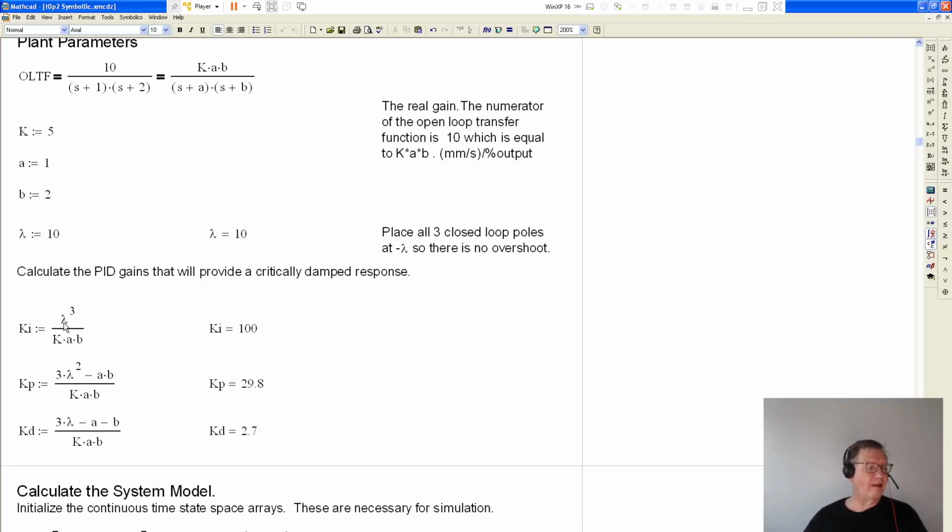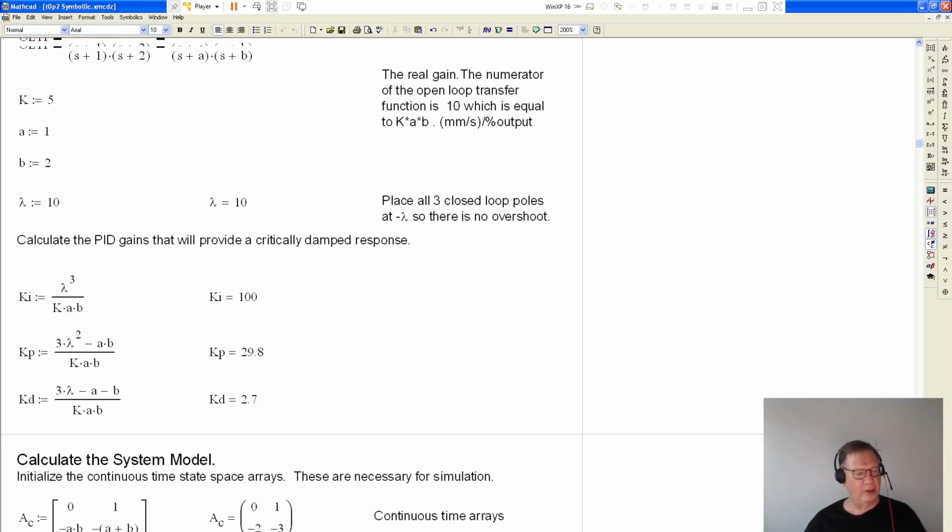I can just say, lambda cubed, that's going to be 1,000 divided by 10. So that's going to be 100. This is going to be 300 minus 2, which is 298. And then if I divide that by 10, it's 29.8. And this is 30 times minus 3, so this ends up being 2.7. It's easy to do it by inspection. So I really think this is much better than trying to fiddle around with the root locus.